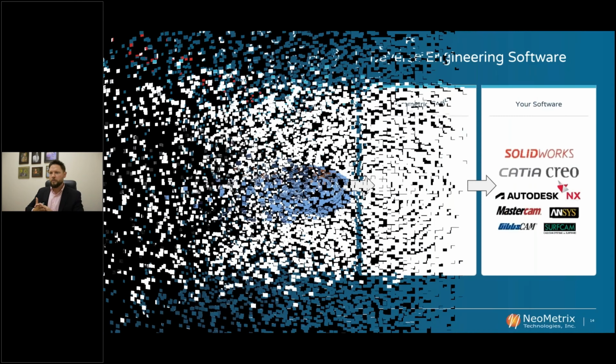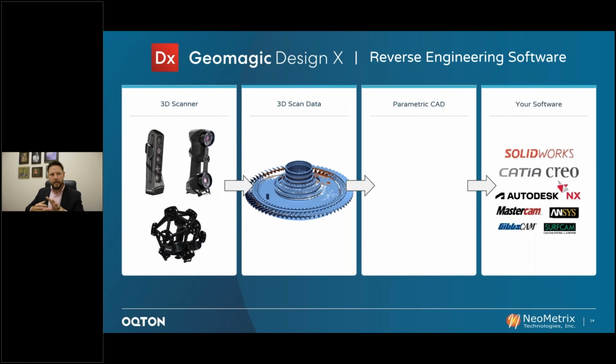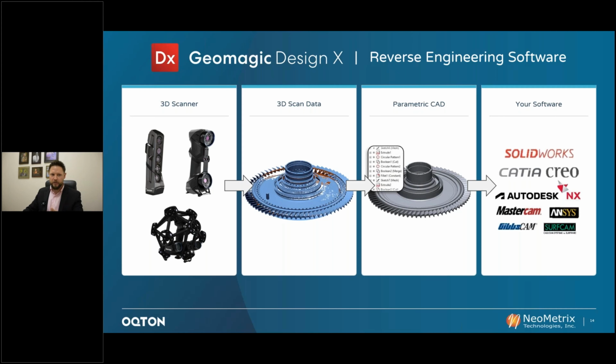So for a quick recap on DesignX, we've got our scan, we've got our data set you can see there. And then from that data set, DesignX allows us to efficiently extract sketches and geometry to a parametric model, check all that with your accuracy analyzer, and then finally send that file to your favorite software.